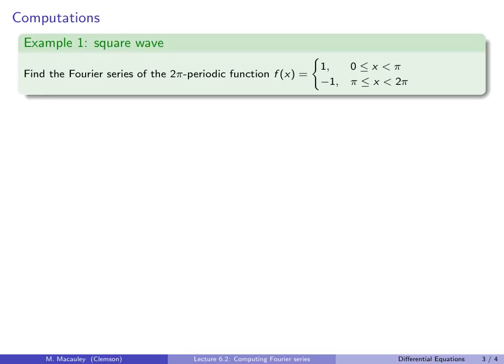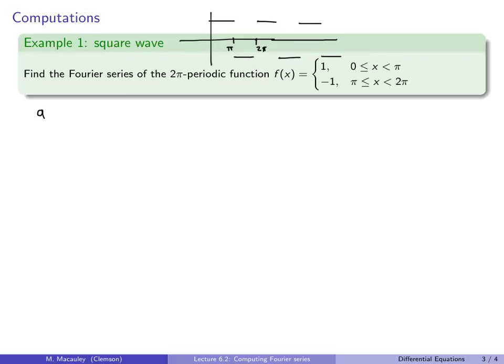So the first one is the square wave, or this particular square wave. Let me sketch it. So this is the function that looks like this, and this is π, this is 2π. So it has period 2π, and it's this repeating square wave. So find the Fourier series. So we have our formulas.